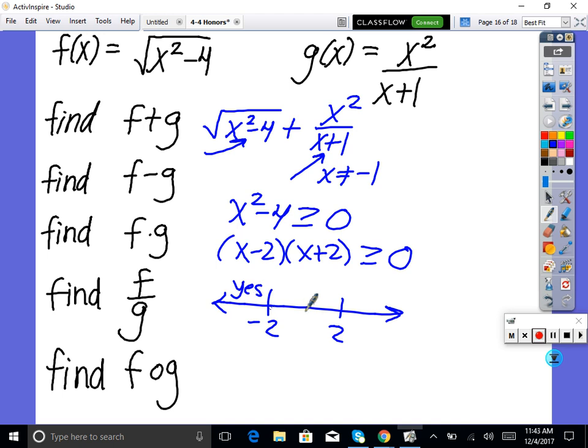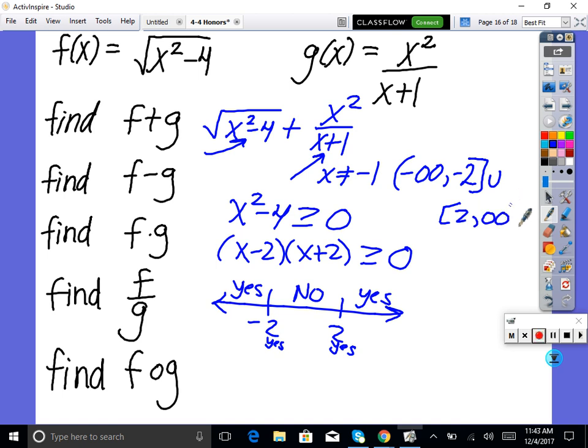Then right here in between is going to be 0 squared minus 4. Is -4 greater than or equal to 0? Not in our domain. Plug in 3. Same thing as we got here. 5 is greater than 0. So yes, that's in our domain. Now is it including -2? Equal to 0? So these endpoints are yeses as well, correct? They're included in the domain. So we have from -infinity up to -2, bracket, union from 2 to infinity.